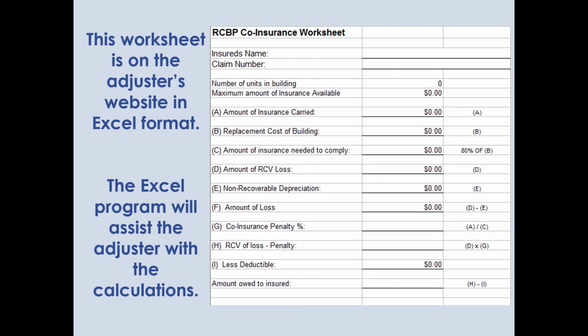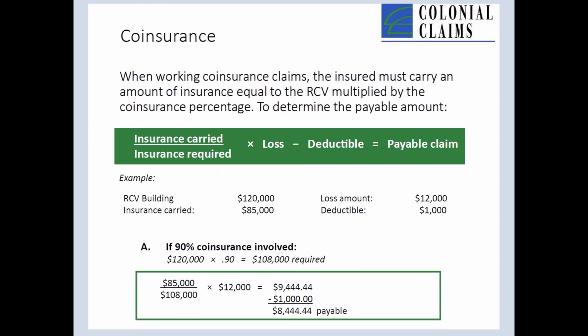The amount of insurance carried divided by the amount you should carry, times the loss less the deductible, equals the amount payable. And here you can see that. The insured must carry the amount equal to the RCV. So in this instance, in example A, if 90% coinsurance is involved, $120,000 is the replacement cost of the building. They're required to carry $108,000. They're only carrying $85,000, so we apply that penalty to the loss. They're only going to get $8,400 here when the loss is 12.